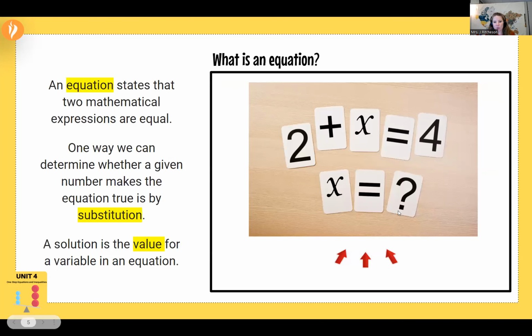So what is an equation? An equation states that two mathematical expressions are equal to each other. One way we can determine whether a given number makes the equation true is by using substitution. A solution is the value for a variable in an equation. So this is an equation right here, 2 plus x equals 4. When we solve equations, we can figure out the value of x. The whole objective of equations is getting the variable on one side of the equal sign by itself.